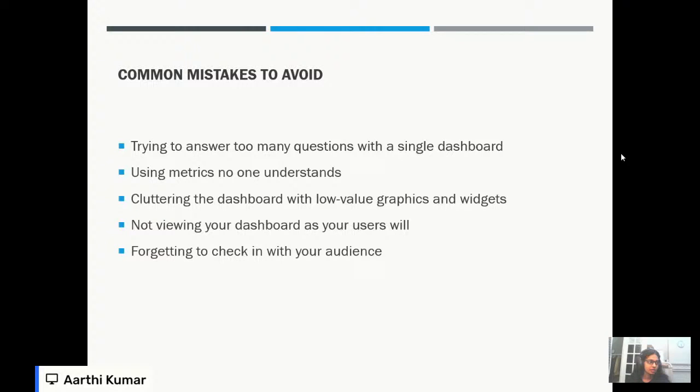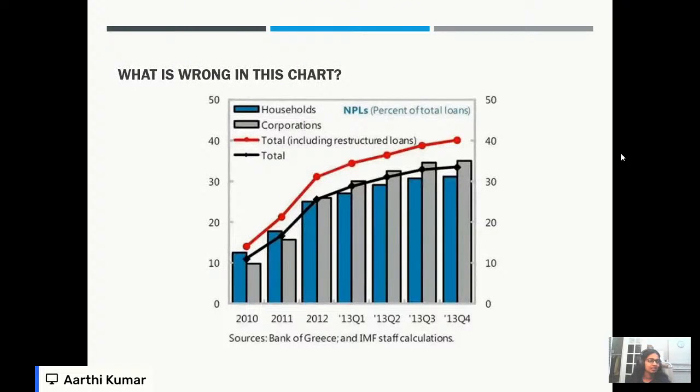Forgetting to check in with your audience, again, the same point. So what is wrong in this chart? Quiz time.